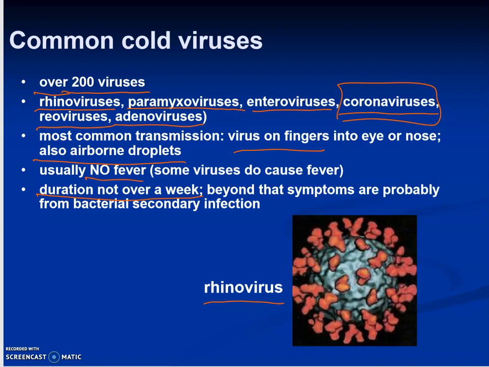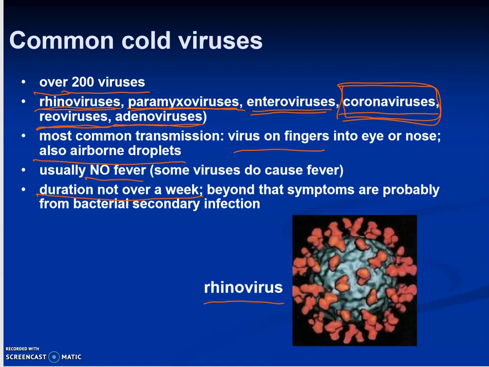The virus families that are causing colds are the rhinoviruses, paramyxoviruses, enteroviruses, and here we are, our old friend, the coronaviruses. Reoviruses and adenoviruses also can cause colds.